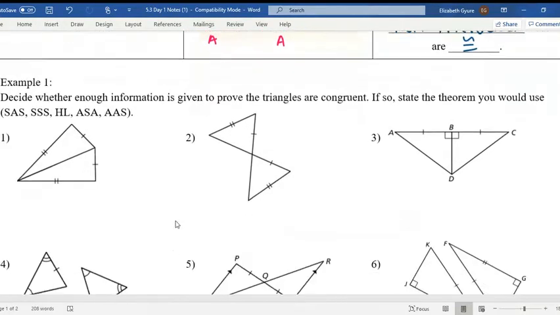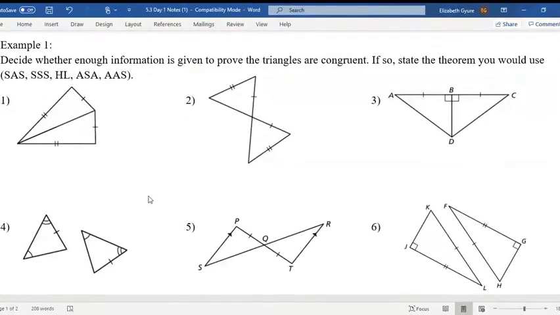All right. So what we're going to do here is decide whether enough information is given to prove the triangles are congruent. If so, state the theorem you would use. So again, our options are side, angle, side. Side, side, side, hypotenuse, leg, angle, and angle, angle, side. Now, there are a few key things that you want to look for in pictures, and they're going to occur again and again and again. Before we even start, take a look at this first shape.